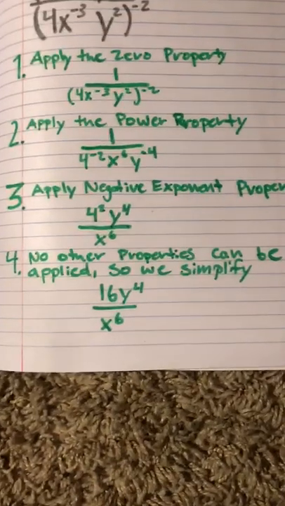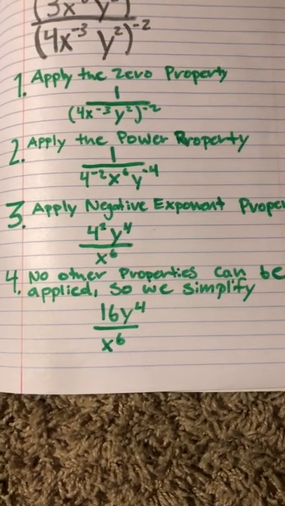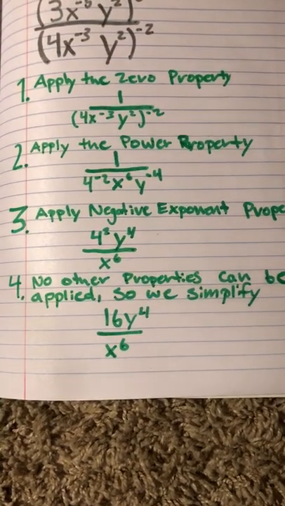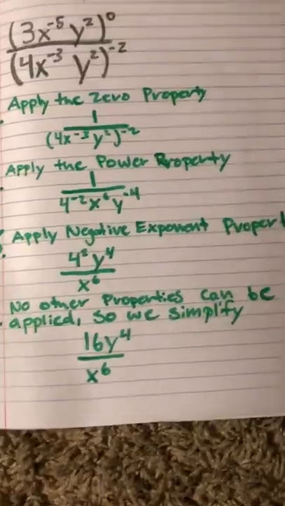Fourth, since there's no other properties that can be applied, we simplify the 4 squared into 16, making our final answer 16y to the 4th over x to the 6th.